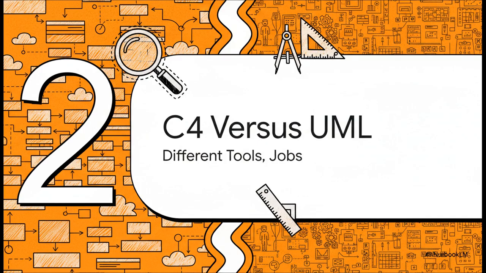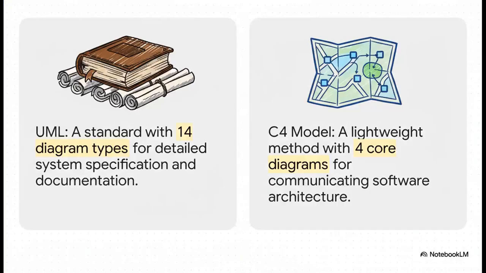So you might be thinking, okay, this map idea is cool, but how does it really stack up against the detailed blueprints I'm used to making with UML? And that's a great question. It's really important to see them as different tools for different jobs. And here's the fundamental difference. UML is, well, it's a heavyweight. It's a massive standard with 14 different diagram types designed to let you specify everything about a system. C4 is the opposite. It's lightweight and has one primary job: communicating architecture. And it does that with just those 4 core diagrams we just talked about.